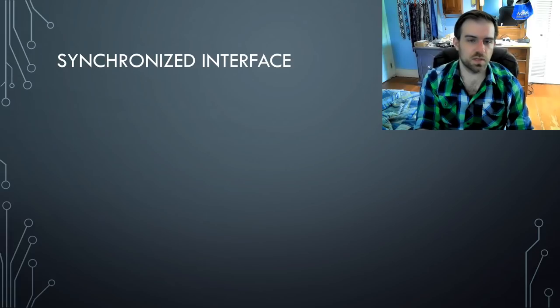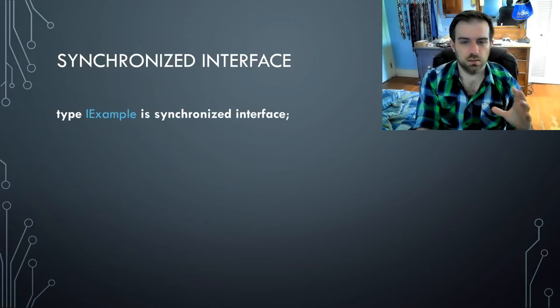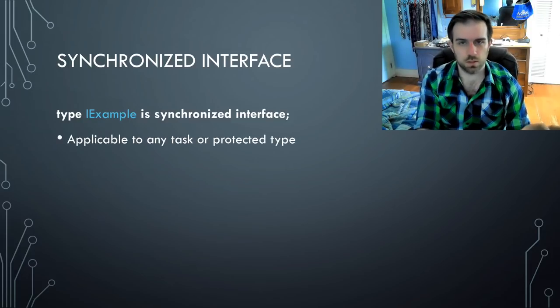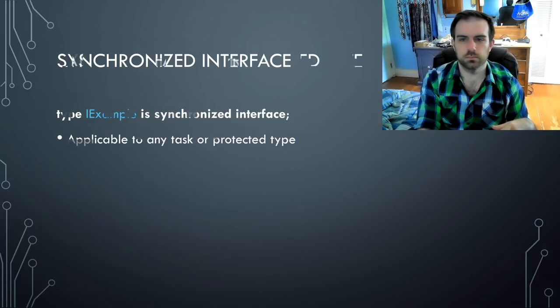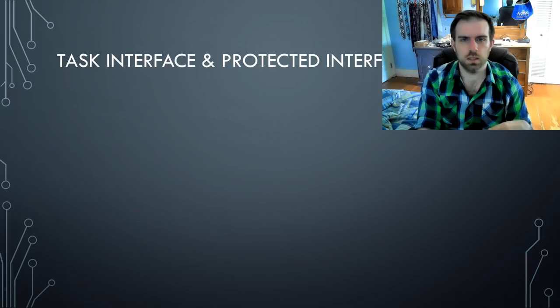Then we have synchronized interfaces. I realize we haven't touched on these yet, but this applies to tasks and protected types. We'll touch on those and should be coming up. I don't know if it's right after this, but it should be coming up somewhere in here.